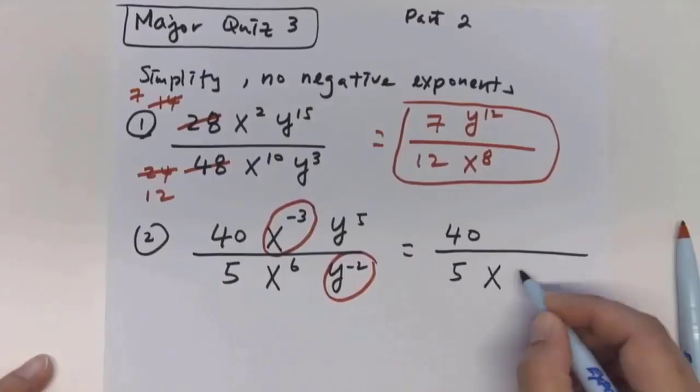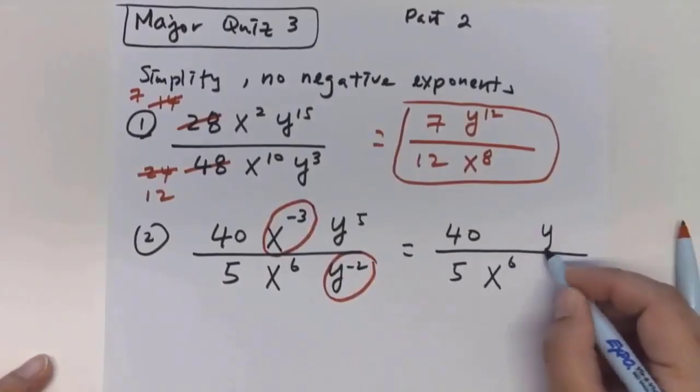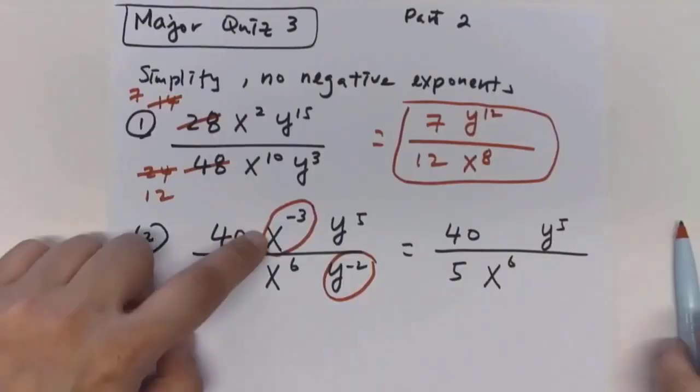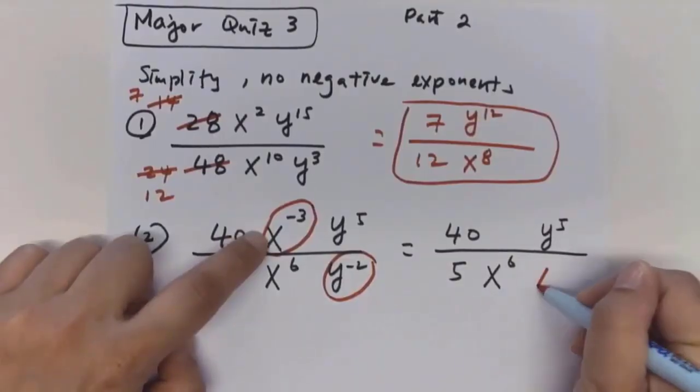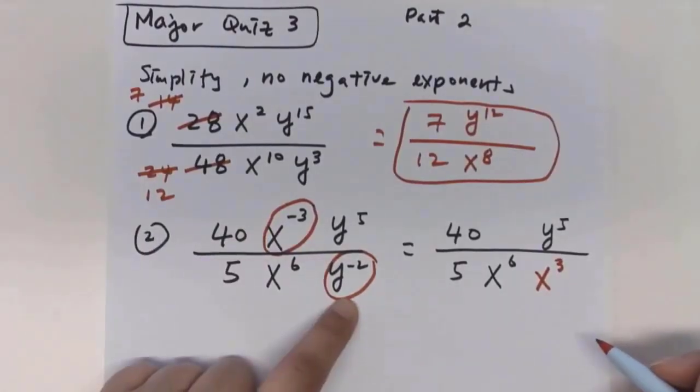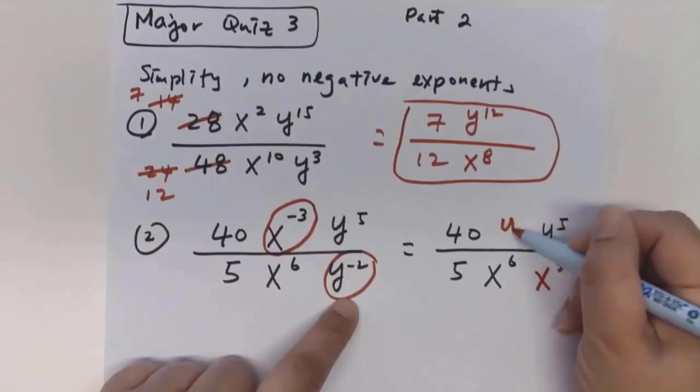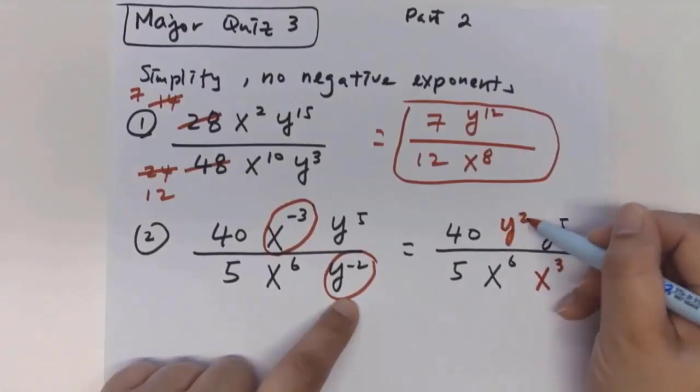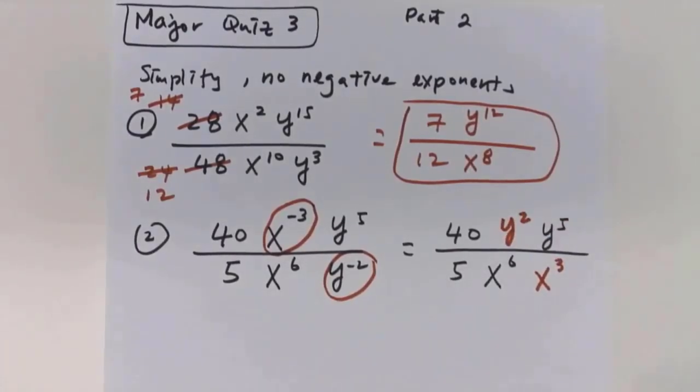He's flipping something. What are you flipping? So this x cubed goes where? At the bottom, and becomes x to the positive power. And this one goes to the top and becomes y to the positive 2, right? Okay, you flip them and then they become positive.